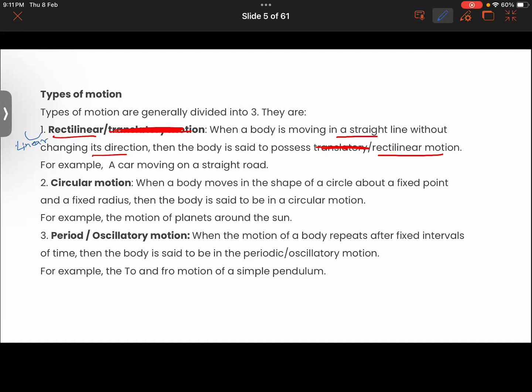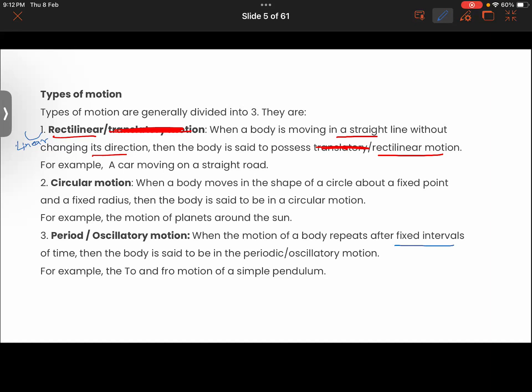And the third type of motion we have is the periodic motion, in which a body will be repeating its motion at a fixed interval of time. So thereby the body is said to be doing an oscillatory motion, also called periodic motion. Can you guys give some examples apart from the pendulum? What are some other examples of it?